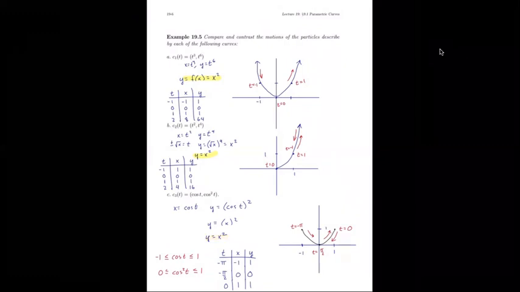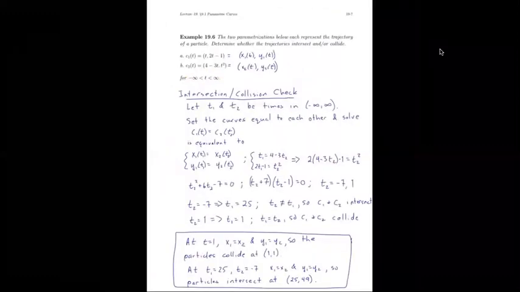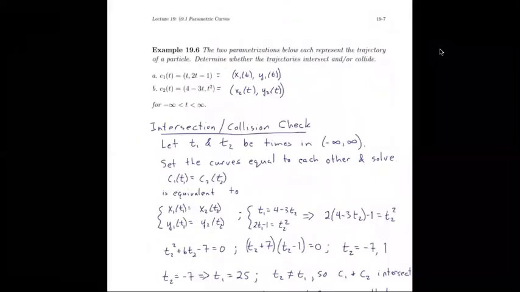So we've got one more example, and that's to see whether or not two particles along a trajectory intersect or collide. Going along with the last theme, that parametric equations are representing some sort of motion or trajectory of a particle, we're given that C1 and C2 are the trajectories of two separate particles. And we're asked to determine whether or not they intersect and/or collide.